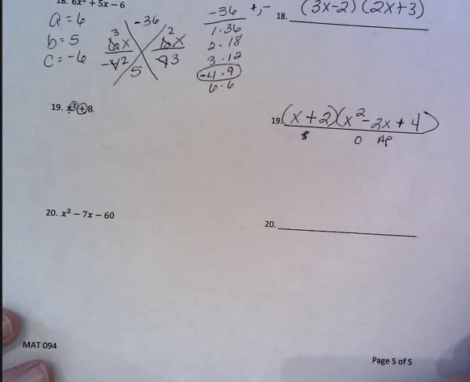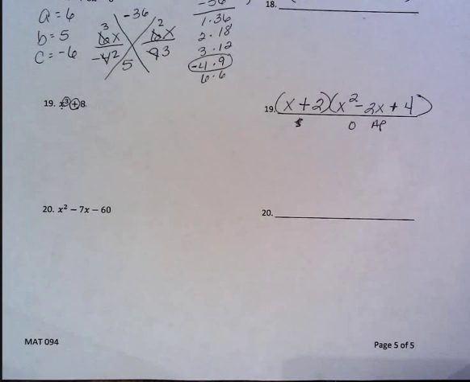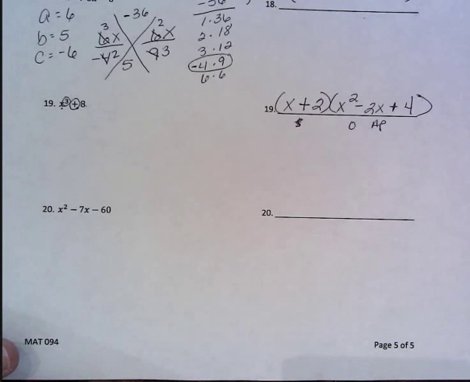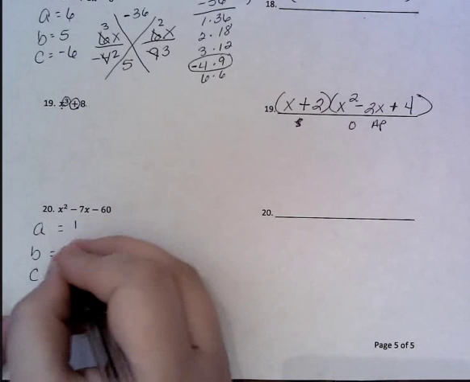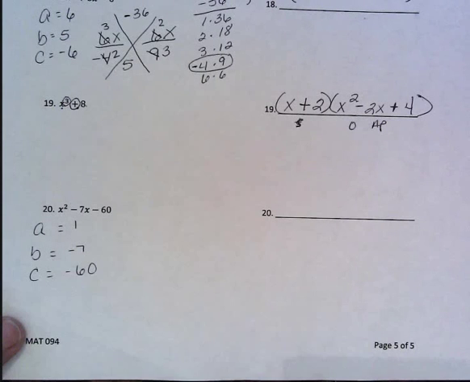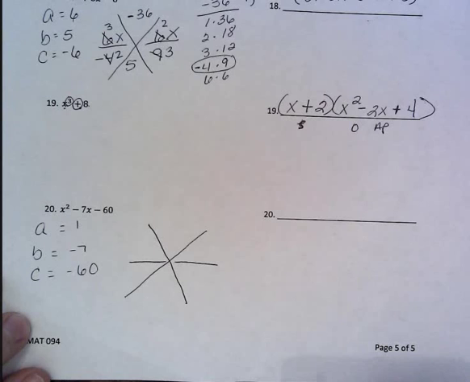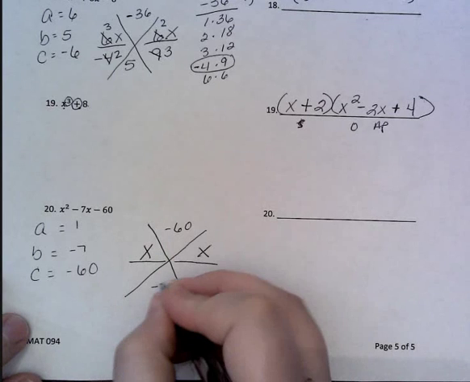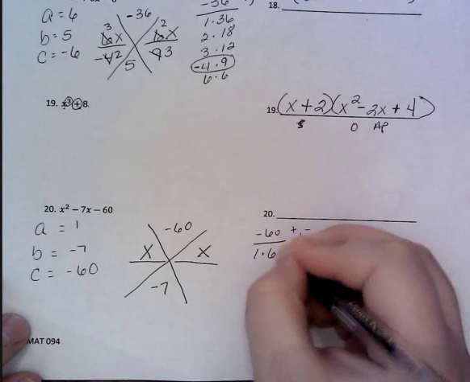Moving on to the last problem of this practice test. First step is to see, is there a greatest common factor? There is not one, so now we have to see how many terms we have. There are 3 terms, so that means we're going to use our AC method. So I'm going to identify my A, B, and C. A is 1, B is negative 7, C is negative 60. So I have here x on top of my wings, negative 60 up here, and a negative 7 down here. So I need to find out what multiplies to give me negative 60 and adds to give me negative 7.